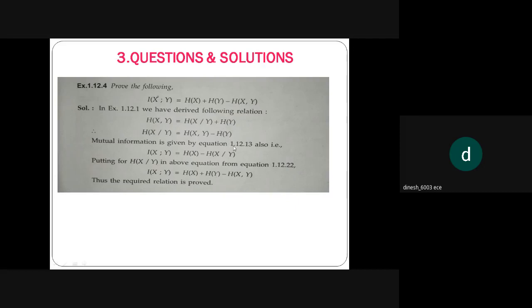So the mutual information is already known: I of X;Y is equal to H of X minus H of X by Y. So simply substitute this equation here, and we will get I of X;Y equal to H of X. Minus of minus we will get plus, so plus H of Y, and the remaining will be minus, so minus H of X comma Y. So this is your proof for property number 4 of mutual information.